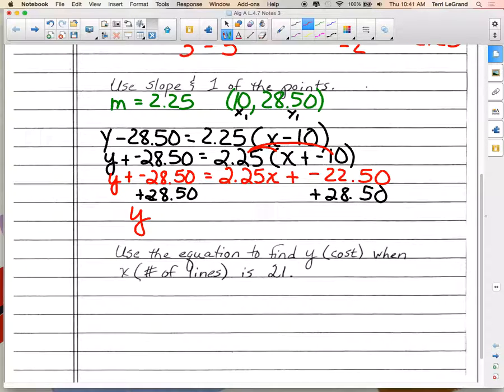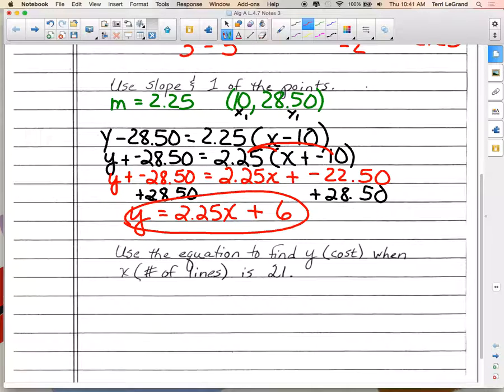Y is by itself now. $2.25x is going to say that, and plus what? 6. So it's $6, right? But okay, we can leave it just as 6, that's fine. There's our equation in slope-intercept form.